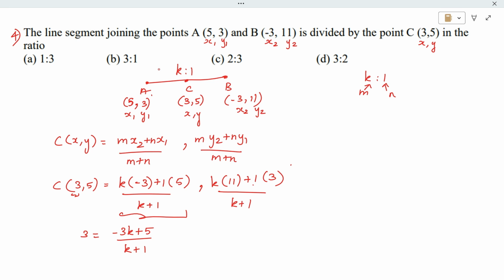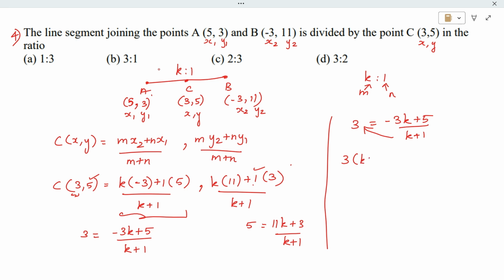Similarly, y coordinate with y coordinate. So 5 is equal to 11 times k plus 3 by k plus 1. So I can take any one of the equations and solve it. So I'm taking 3 is equal to minus 3k plus 5 by k plus 1. So I'm transposing to the other side. So I will get 3 times of k plus 1 is equal to minus 3k plus 5.